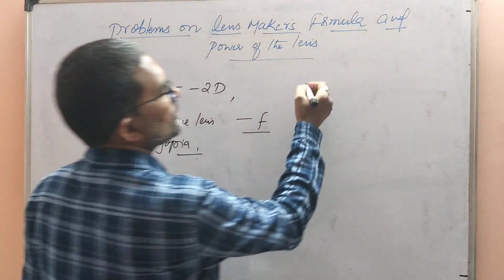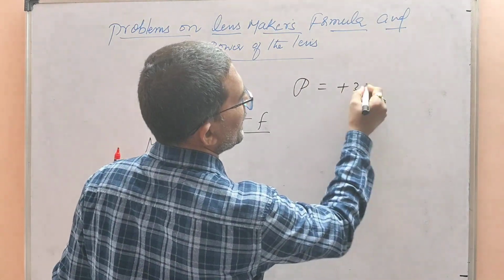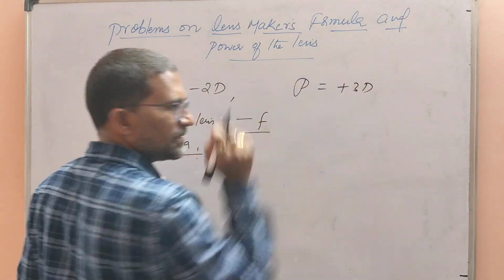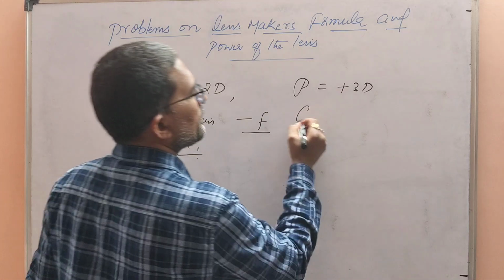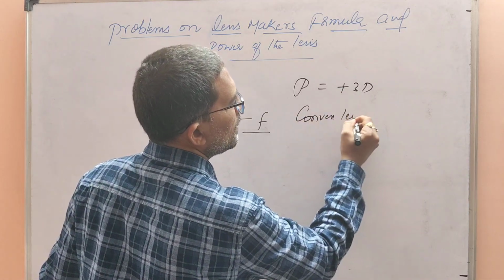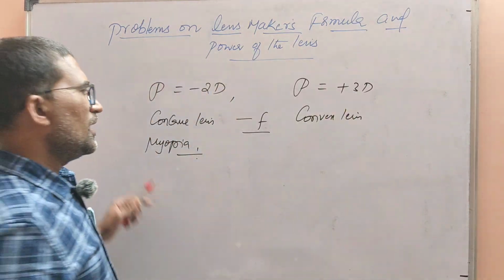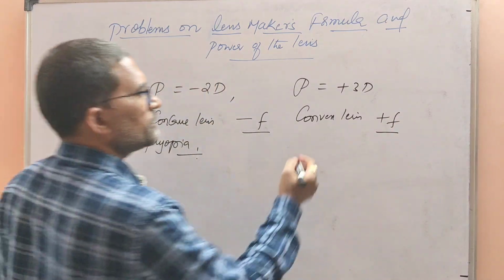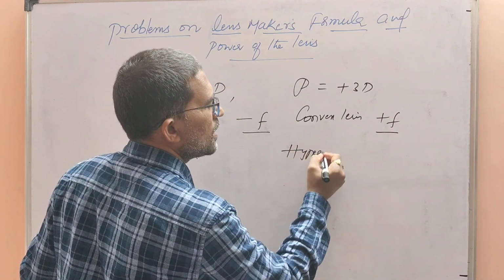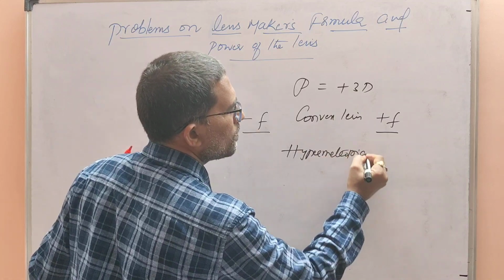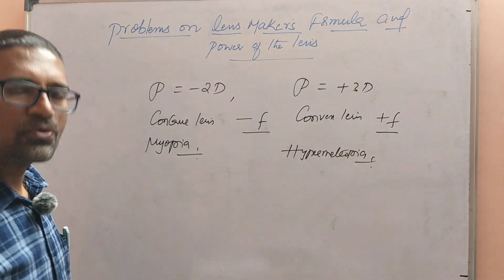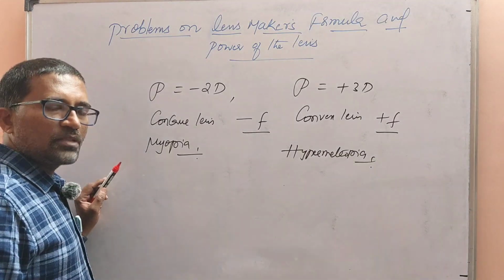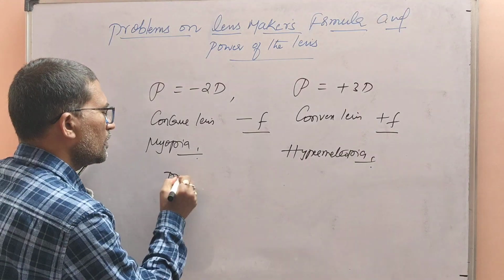Now, if the power of the lens is given as plus 3D, then the type of lens is a convex lens, the focal length is also positive, and the person is suffering with the eye defect called hypermetropia. You may get one doubt, sir: in old age people, we come across the problem of presbyopia.